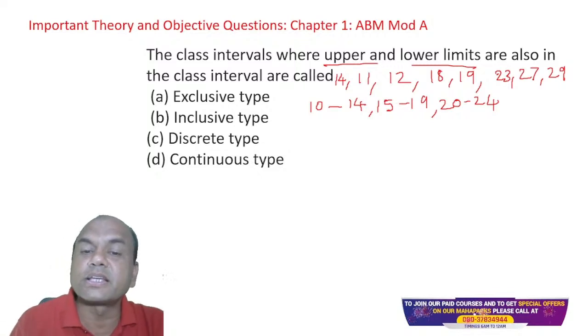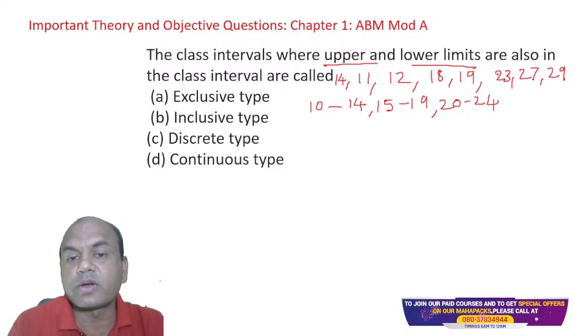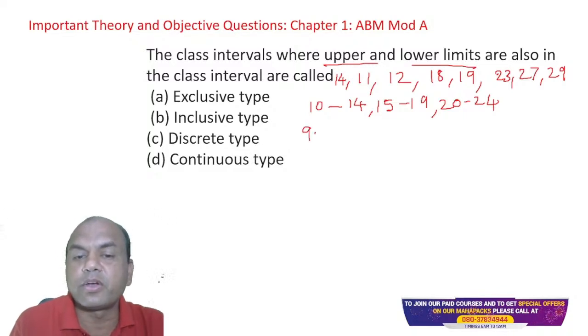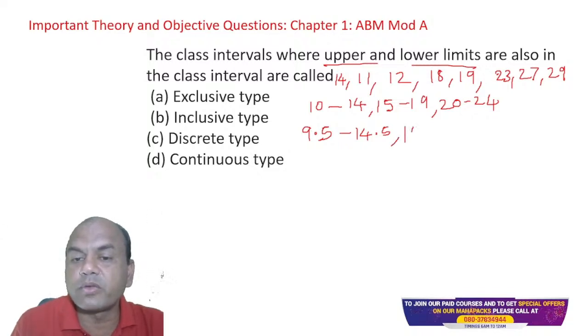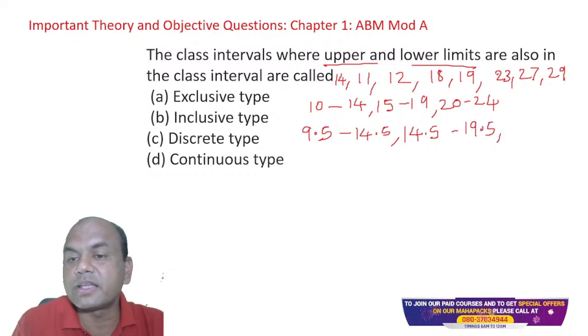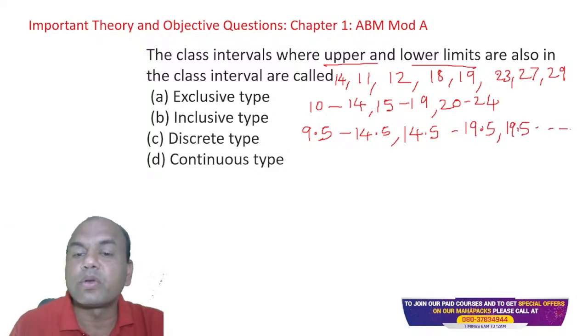The other one is exclusive. Here what happens? Take 0.5 on this side, 0.5 on this side. So it will be 9.5 to 14.5. Look at this, 14.5. 0.5 on the other side, 0.5 on the first side, right? Similarly over here, this 14.5, 0.5 on the other side, to 19.5. And next again 19.5 and so on, right? So what are you seeing over here?